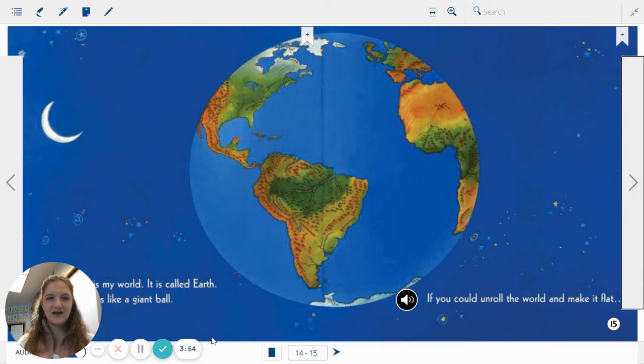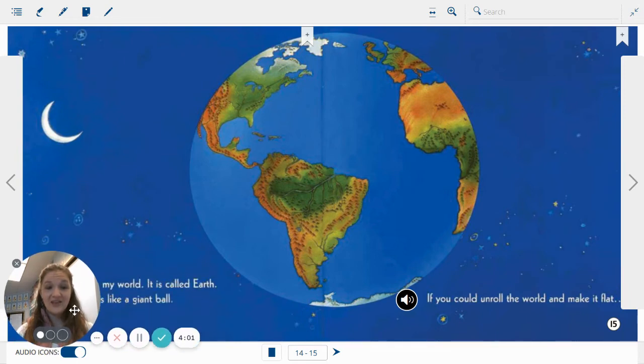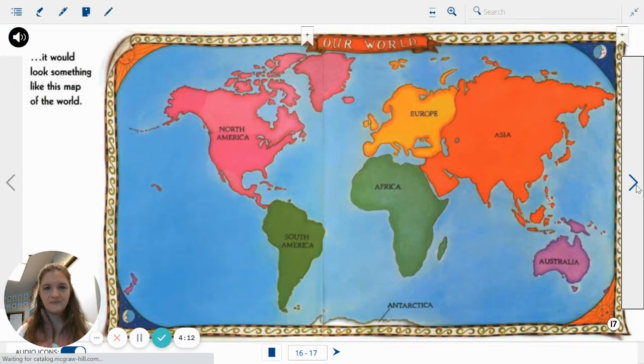This is my world. It is called Earth. It looks like a giant ball. If you could unroll the world and make it flat, it would look something like this map of the world. So here we have the world. We have all the continents marked. The oceans' names aren't there.